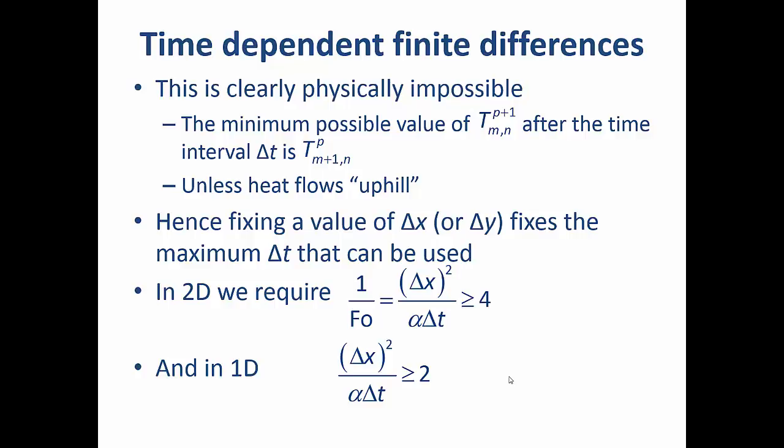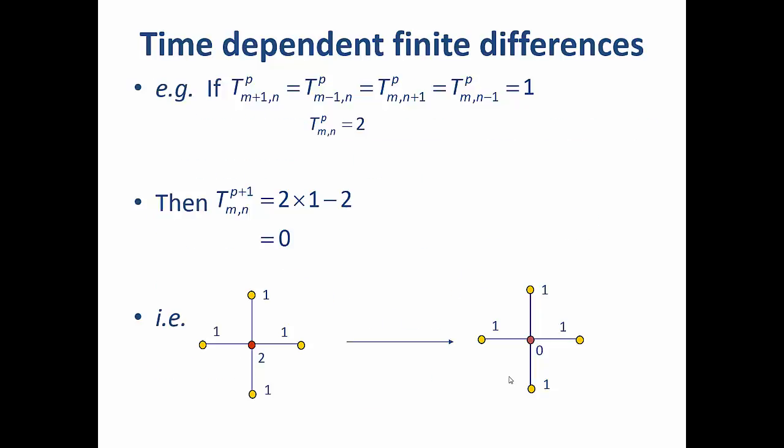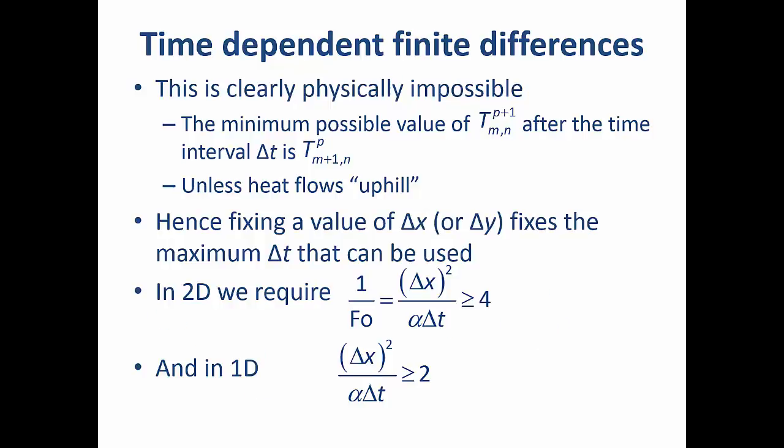And the reality is that the minimum possible value of that central node has to be the same as the temperature of the surrounding node. So in other words, if I go back to this slide, the minimum possible condition is these nodes are all at 1, and so is this node. This is not what comes out of these equations if delta x squared over alpha delta t is less than 4.